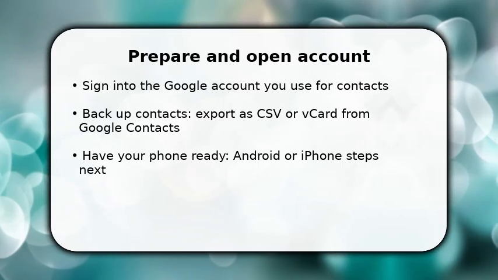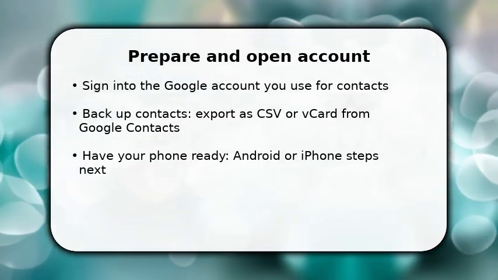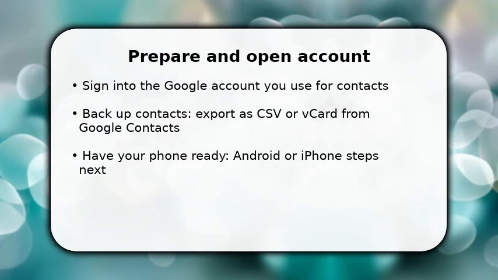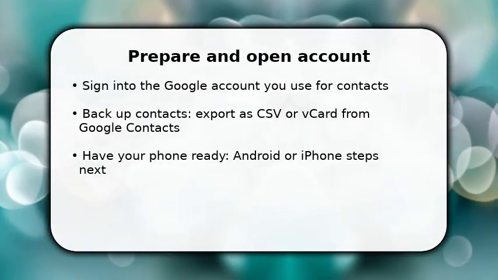Next, open your device settings and go straight to Accounts or Passwords and Accounts. This is where Sync toggles live. Proceed to locate the Google account entry so you can modify its contact sync.